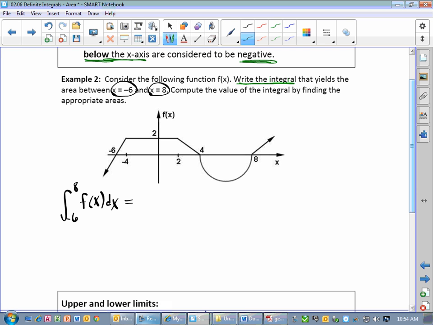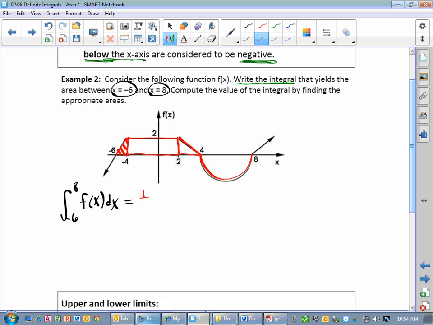Okay. So let's break this shape up into some different shapes. In other words, we've got some different things going on here. Right here, what shape is this? Triangle. And then we've got a rectangle all the way over to here. And we've got another triangle. And then we've got what appears to be a semicircle. So let's find this first area.